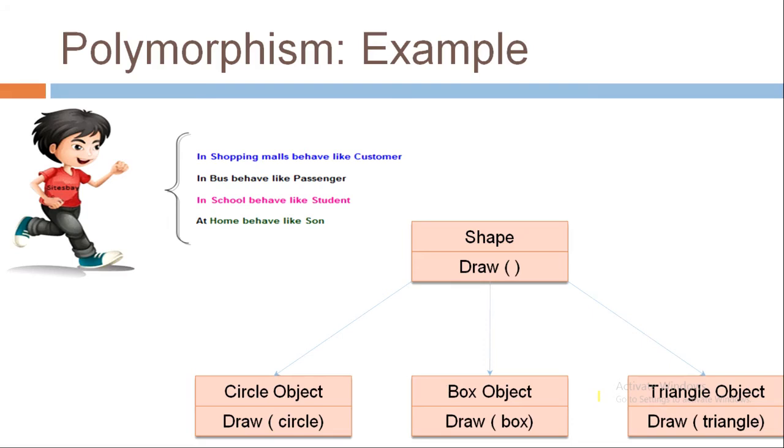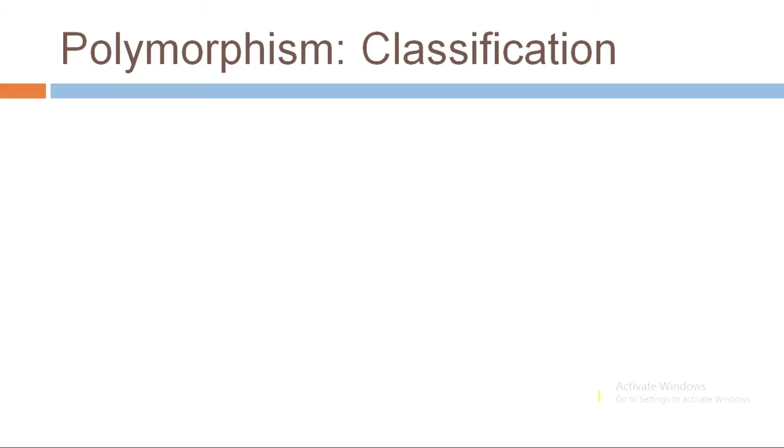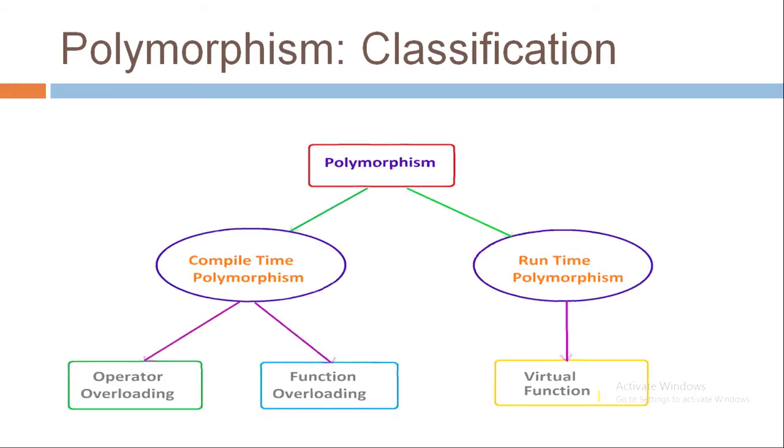That means they behave differently at different times. Let's see the classification of polymorphism. So this one is the classification of polymorphism.